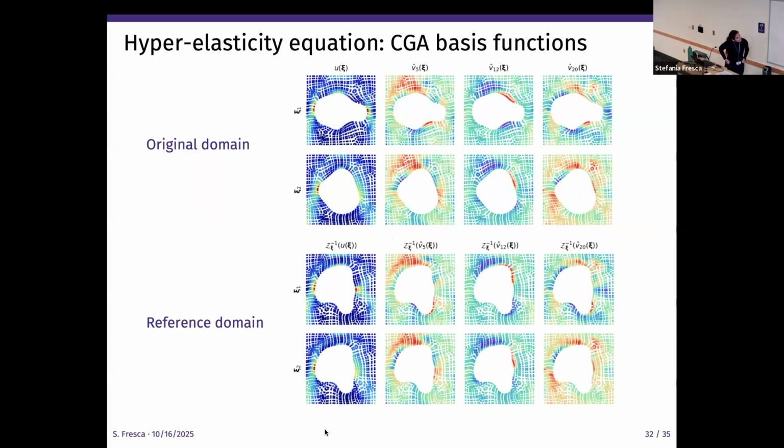Then on this slide, there are the ground truth data together with the basis functions, both on the original and reference domains for two testing parameter instances. And you can see that the basis functions are deeply connected to the local features that the solution field exhibits in proximity of the void, which is obviously the area in which the geometrical parametrization is more intense.